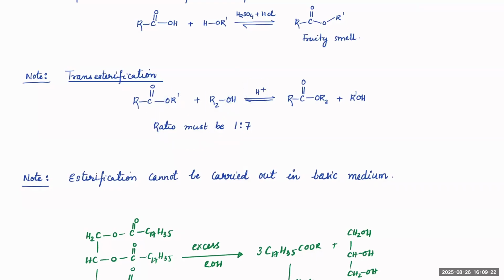But this is only possible if the alcohol is taken in excess. Obviously, otherwise this is also an alcohol and this is also an alcohol. So what is the motivation for this alcohol to leave? The only motivation is if this is coming in excess. Then the reaction can go in the forward direction. So what is the minimum ratio that we need to maintain? 1:7. For every 1 mole of this, I should have at least 7 moles of this.